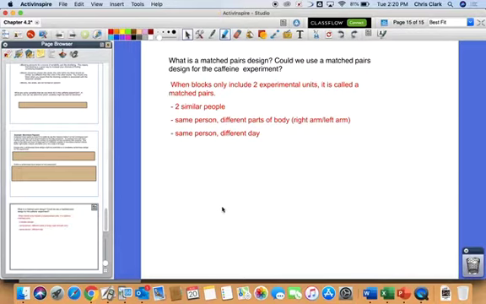Wait, I'm a little confused how blocks are used with matched pairs, like the definition. Matched pairs, what you are trying to do is get the pair to be as similar as possible. You are literally pairing them together. There is no random in the pair. The randomness comes from how we assign the treatment. Okay, which group they're in, or which treatment I do first. Okay, that make sense? Matched pairs. That's the last experimental design that we have.